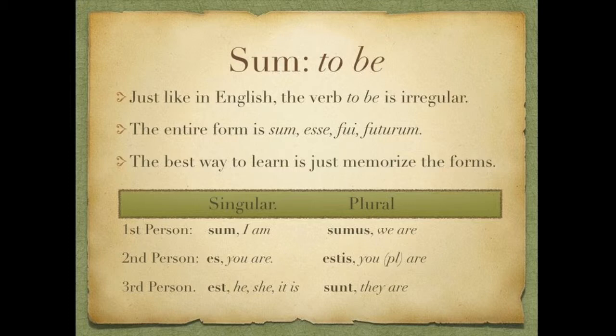And from our chart, we can even see the irregular forms in English, am, are, is. So again, the best way to learn this is simply just to memorize it.